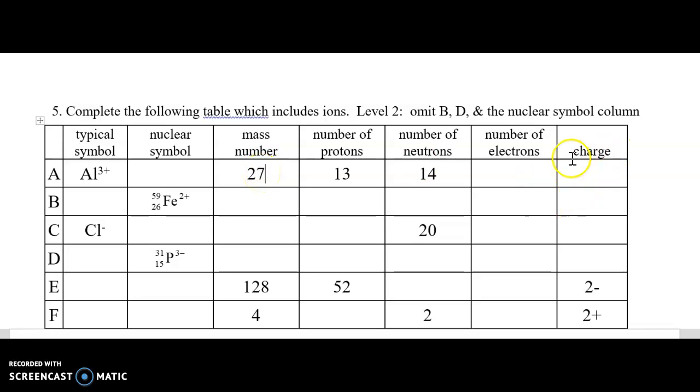All right. Electrons and charge I like to handle together. The charge is written right here, so it's 3 plus. Normally with charges, you write the number first. Not everyone does it that way, but that is okay.